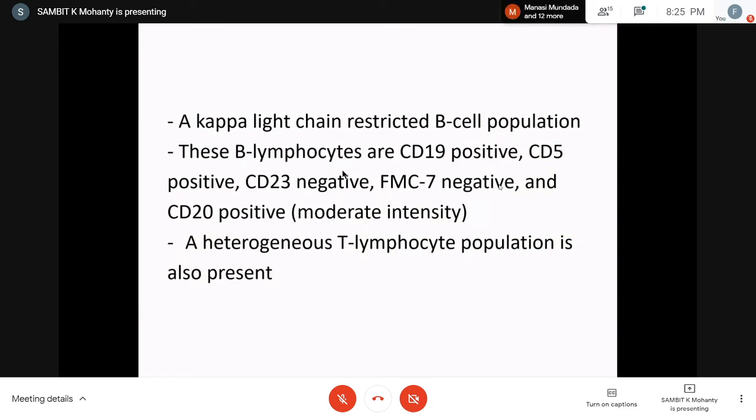Okay, let's see. I'm not going to go over the flow. The flow of this case was different. We have a kappa light chain restricted B cell population, which is CD19 positive, CD5 positive, CD23 negative, FMC7 negative, and CD20 with a moderate intensity, which is very important. And the T cell population is heterogeneous.